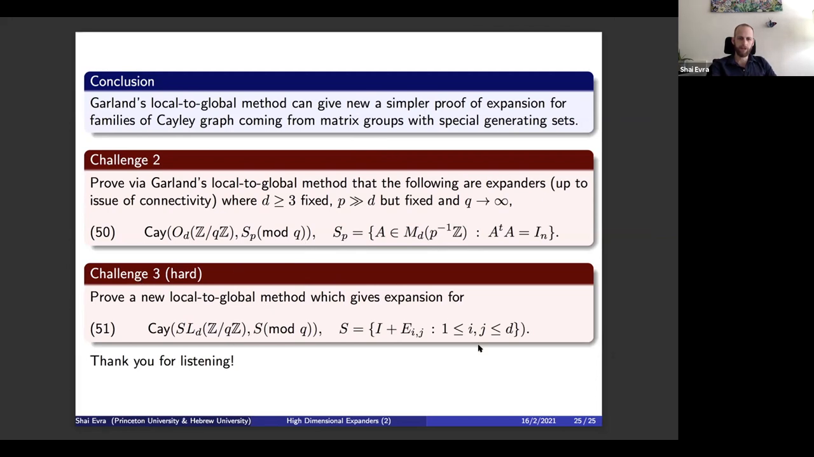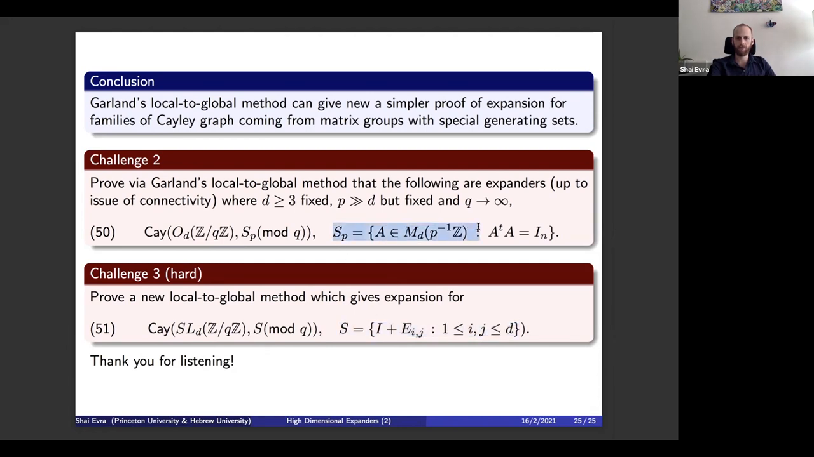And the next challenge is, in order to make this local to global method more appealing in applications, it would be nice if it could be applied to the nicest and simplest generating set of the group SL_D, the group of matrices. It would be nicer if one could use the local to global method on simpler generating sets, like the most elementary generating set. E_ij is the matrix with one in the ij coordinate and zero elsewhere, and this is a very natural generating set. Currently, I don't know if Garland's method or the Zhuk criterion can be applied to it at all.